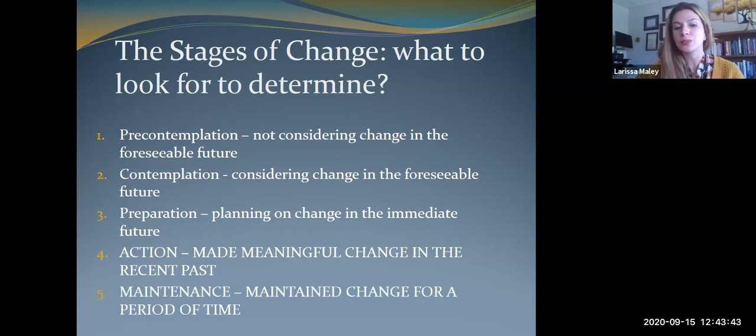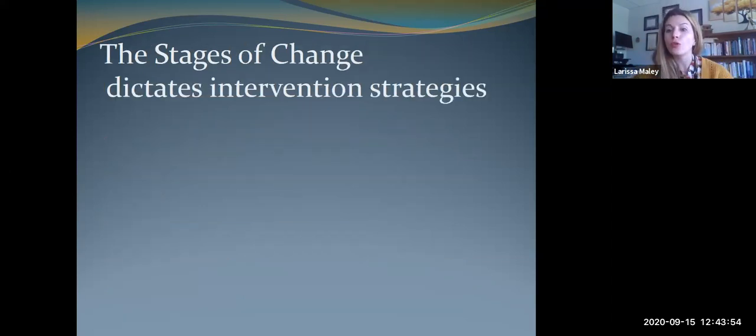And then maintenance is being able to maintain whatever that change is for a period of time. So it's not backtracking to old habits. It's showing that they can maintain that new habit for weeks or months or even years.